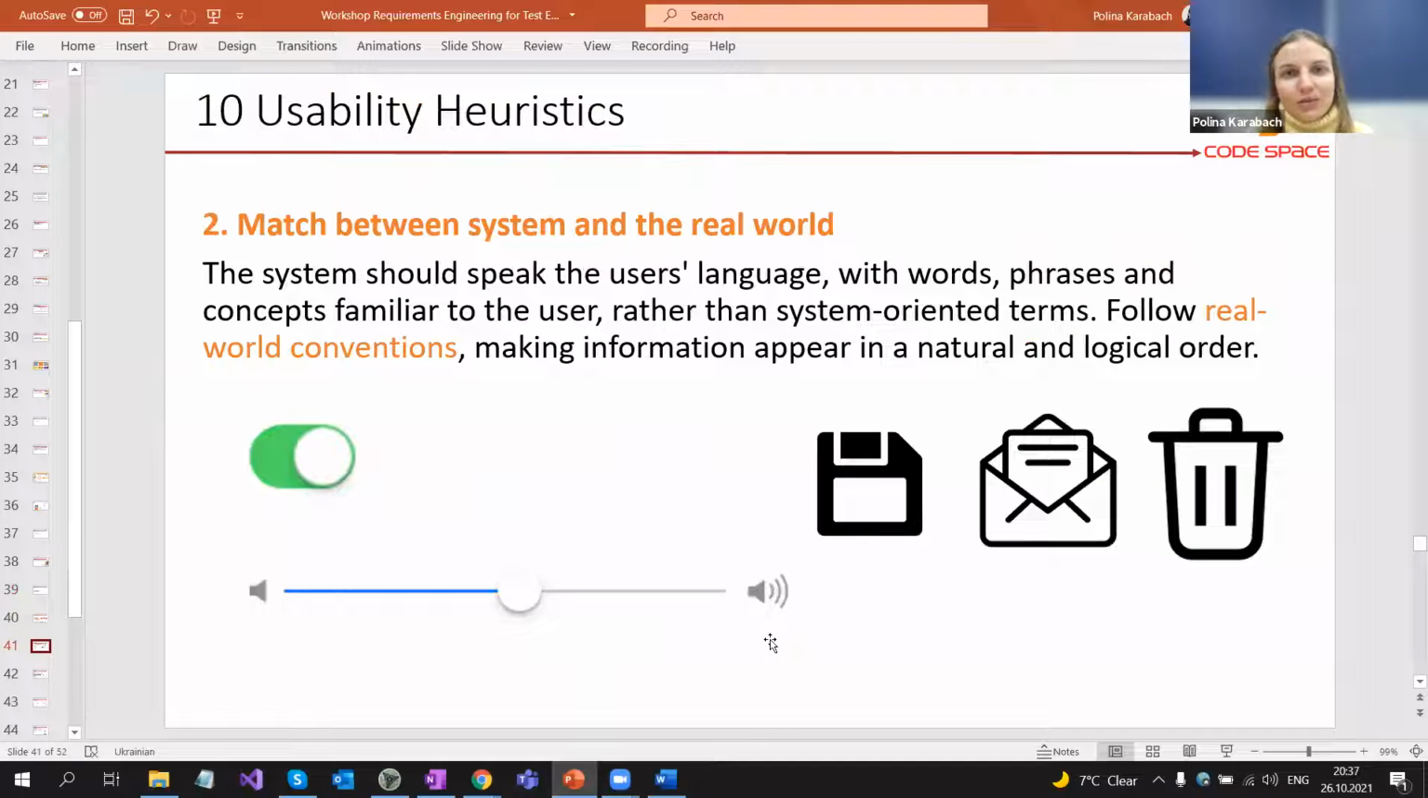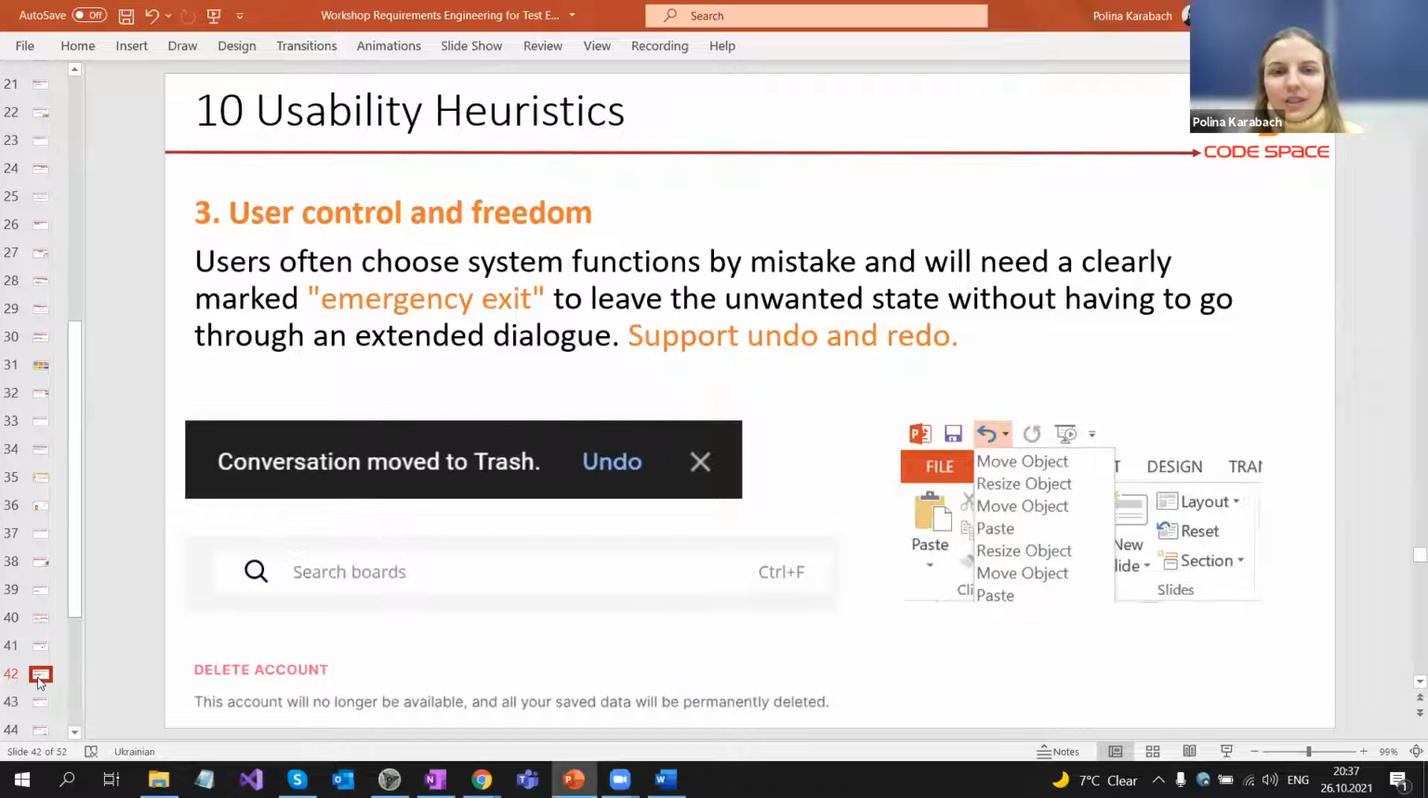Match between system and the real world. If you can use something from the physical world and embed it in the user interface, that would help in understanding. So you don't need to open a user manual to understand that this is a trash bin, where there will be some deleted files, or a save icon, or a slider that looks like a real slider.